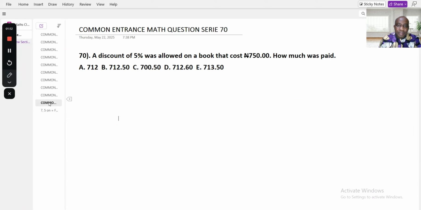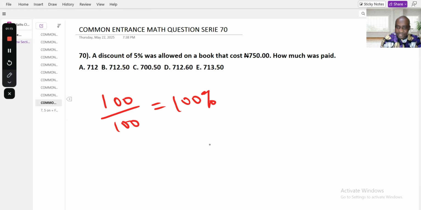A discount of 5% was allowed on a book that cost 750 naira. How much was paid? Normally, when you tell a customer that you're going to sell that book at 100%, it means the full amount with no discount. It means that 100% is 100 over 100, which is the same thing as 100%.